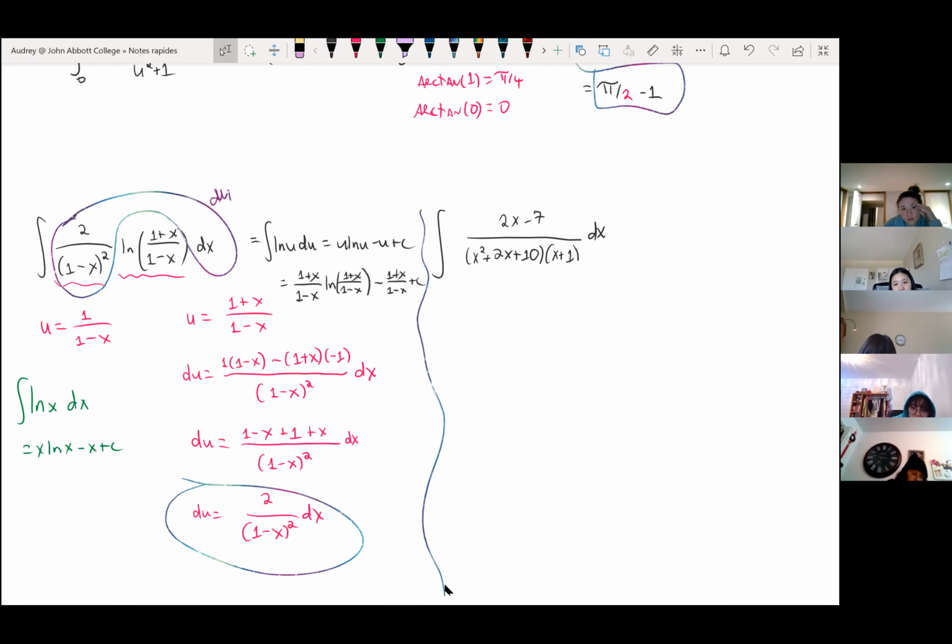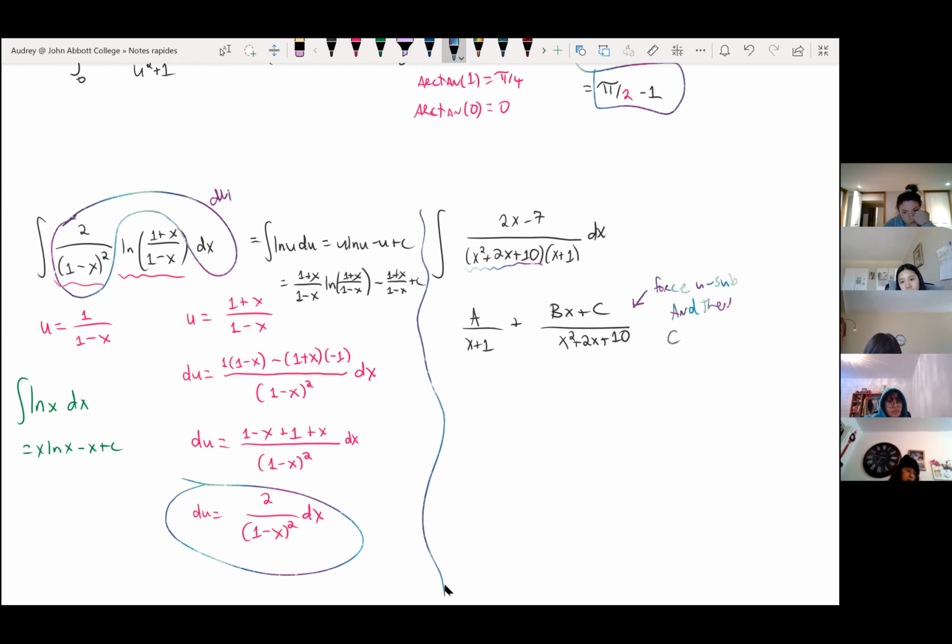Okay, so we really don't have time, but I like this question over here because it has this factor on the bottom where you're going to have to do a completing the square later. So hands down, when I'm doing my partial fractions, I'll have A over x plus 1 plus Bx plus C over x squared plus 2x plus 10. That polynomial right there is irreducible. So this is that special fixed form where we force a substitution and then complete the square.